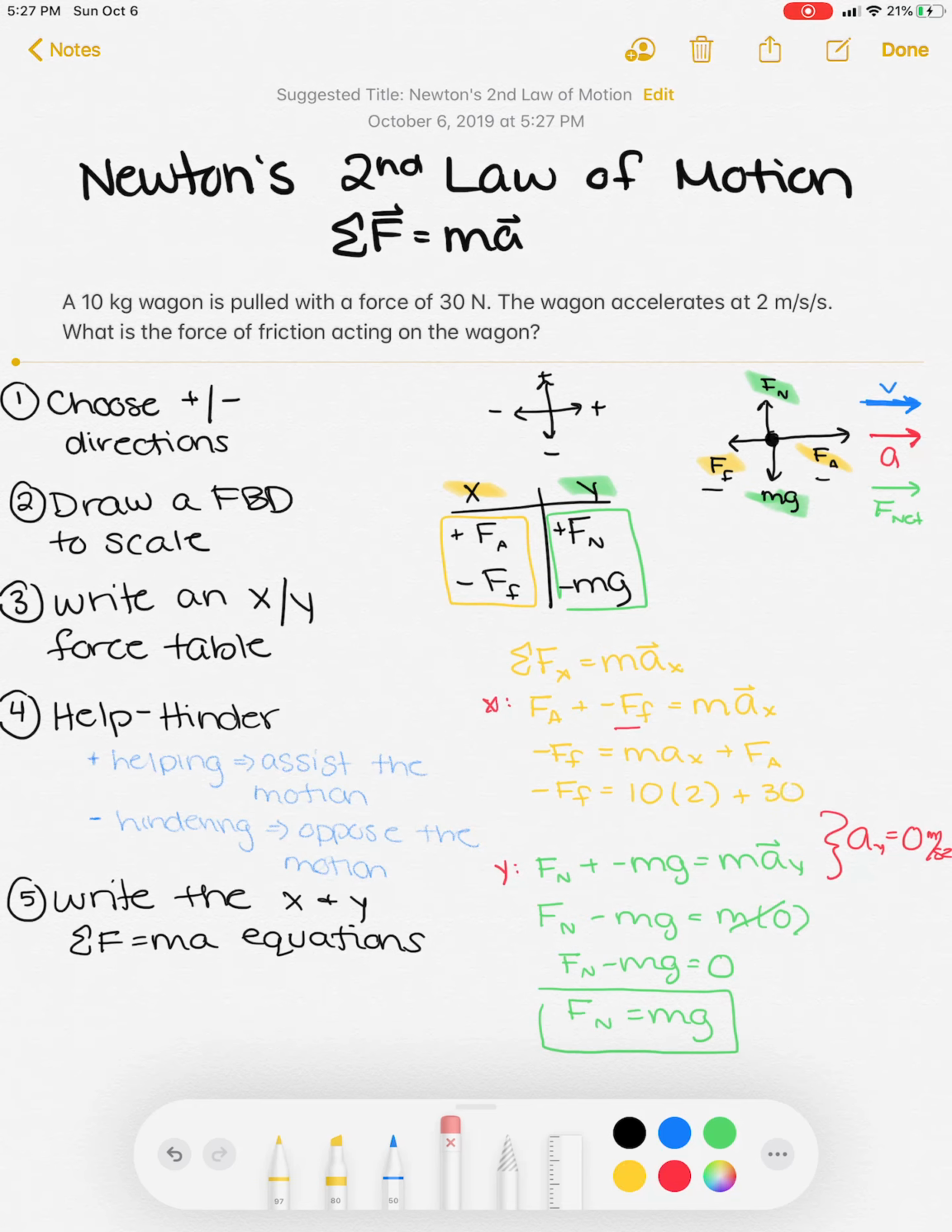So now all I need to do to solve is, I'm going to again erase this just so that I have some more space here. All I need to do is the algebra, so 10 times 2 is 20, plus 30 is 50, so negative F_f equals 30, and let's not forget about our units, newtons, and we don't want a negative F_f, so we're going to just swing the negative to the other side. So F_f is equal to negative 30 newtons. And there you go. That's how you solve. That's our final answer.